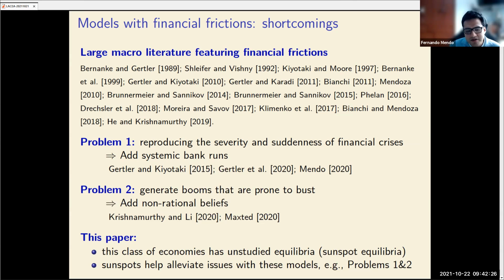And then we're going to argue that this class of equilibria is interesting because it can potentially help you alleviate concerns. And we're going to present how this kind of equilibria can alleviate challenges 1 and 2 that I listed here. Okay, so that's the paper. Let me jump directly into it.